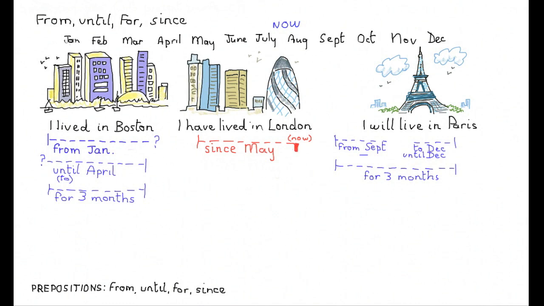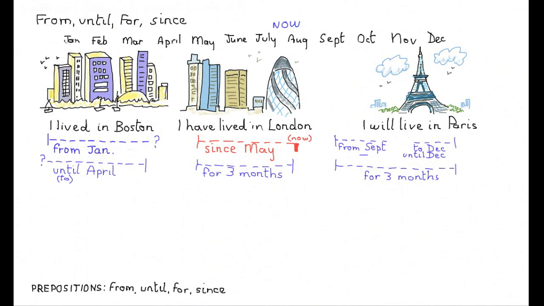Now let's just go back a little bit if I can find it. For 3 months. Will that work over here? And the answer is yes, it will. So we can use for 3 months for the past, for the present, for the future. We can only use since with the present, and we can use from and until and to with the past and with the future. So that's roughly the way it all divides up.